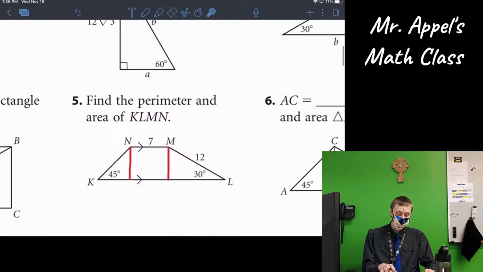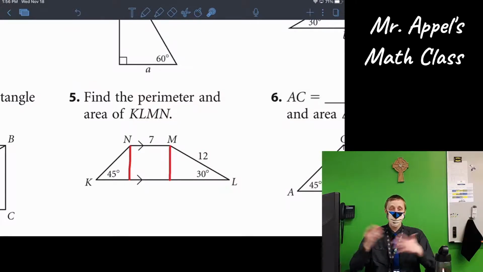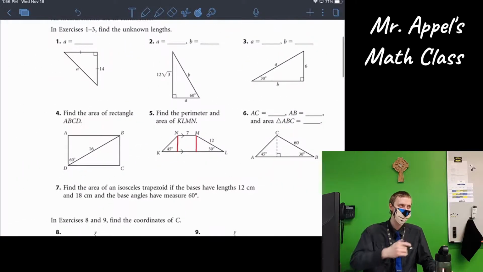Look at number 5 here. They start you out with this funky-looking trapezoid guy, but if you draw a few extra segments in there, it breaks down into, here's a 45, 45, 90, here's a 30, 90, must be 60. Right? You can make the special triangles anywhere you like just by drawing the appropriate segments in. And that lets you solve all kinds of stuff.